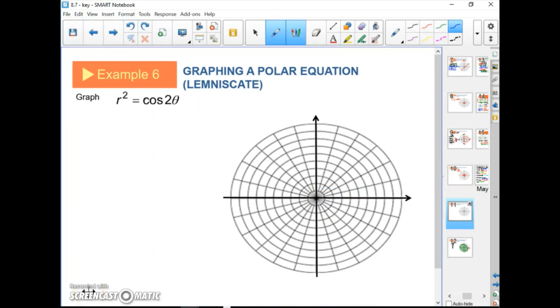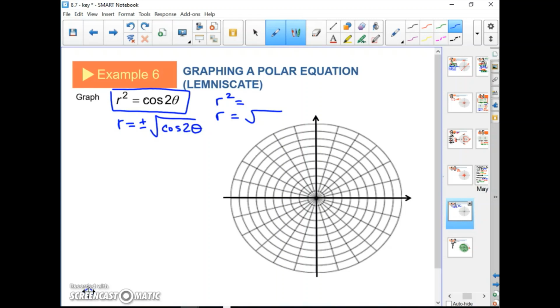Number 6, I can tell by looking, is a limaçon scale. Okay? And your indicator is going to be when you see r squared equals, or if you see r equals square root, something like that. But that's what you're looking for. That's how you would know it's going to be a limit scale. And so in order to graph this, I would maybe isolate the r. You take the square root of both sides, and you're going to end up with r equals plus or minus the square root of cosine 2 theta.